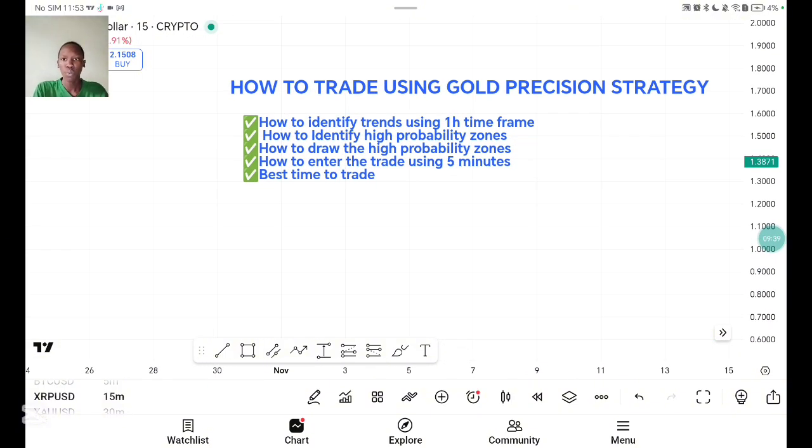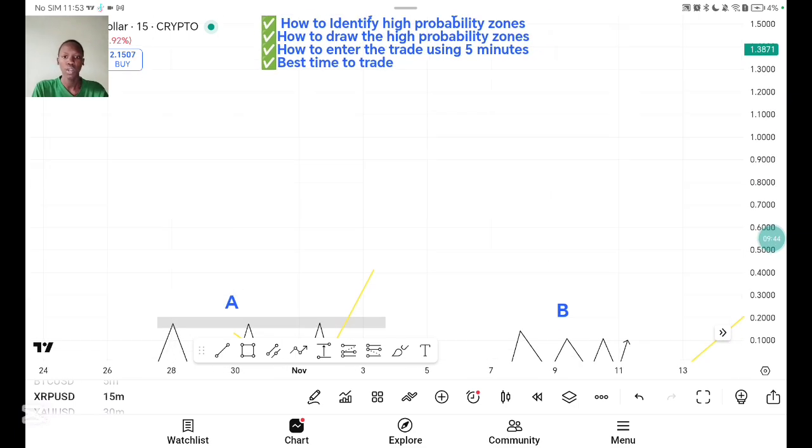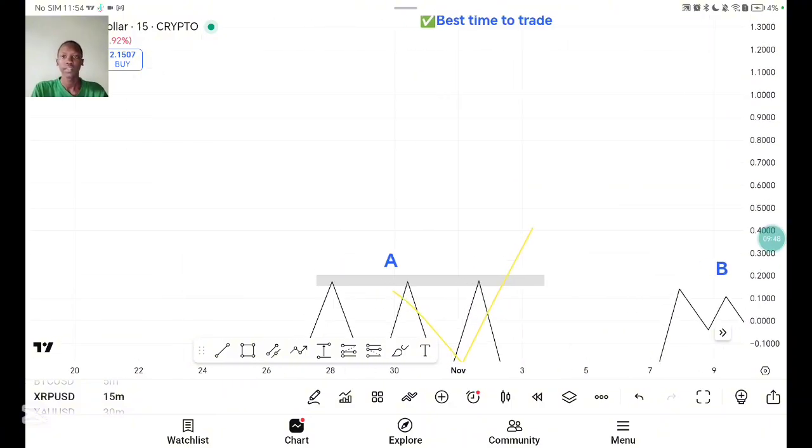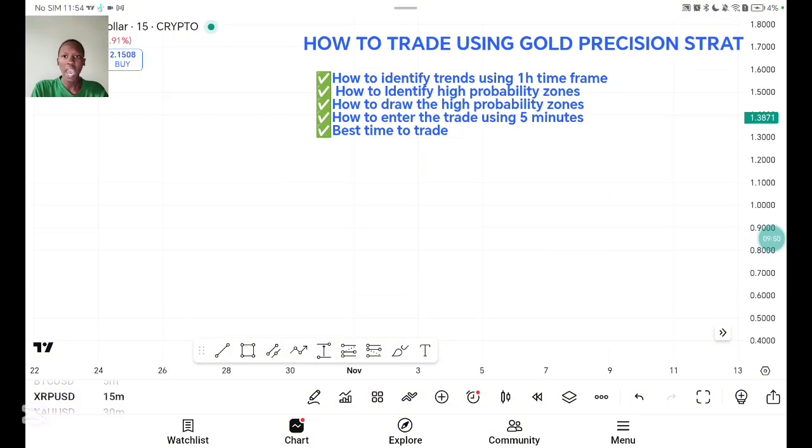How to draw the high probability zones. Because if you know how to draw the high probability zones, your win rate will increase significantly, and you'll be catching big moves.